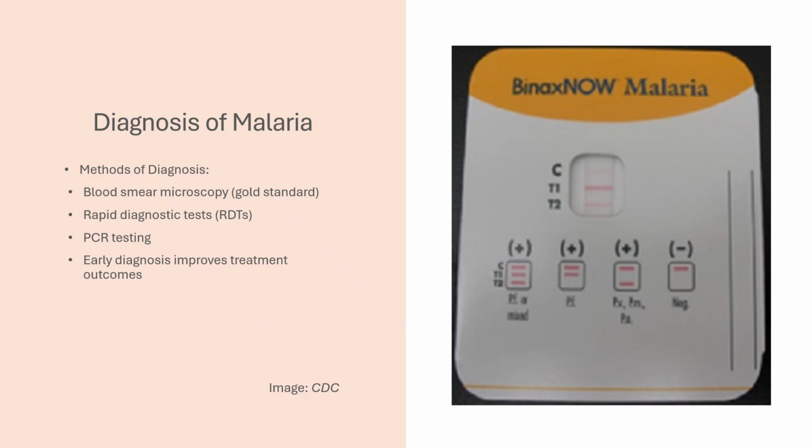Another commonly used method is the rapid diagnostic test, which is the picture here. These tests detect proteins produced by the malaria parasite, and they provide results within 15-20 minutes. So very similar to a COVID-19 test that we would take. In some specialized laboratories, PCR testing can also be used because it detects the parasite's DNA, and that provides a very accurate identification for malaria as well. And obviously, the earlier we can diagnose malaria, the better outcome for treatment.